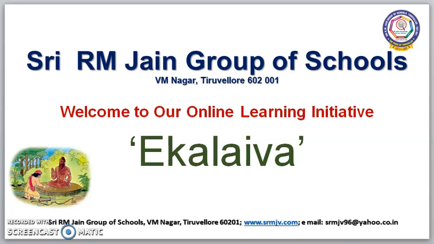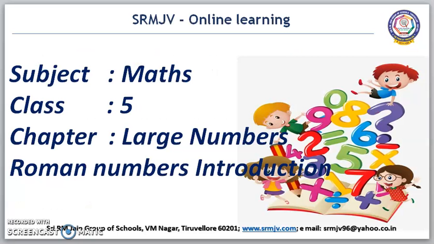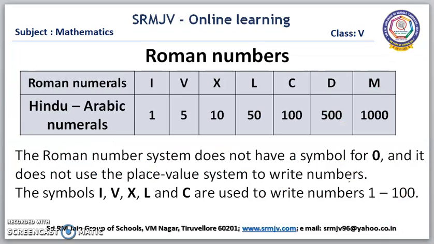Today we are going to see an introduction for Roman numbers. Okay, let us start. Here I, V, X, L, C, D and M are the symbols used to write the numbers in the Roman number system.